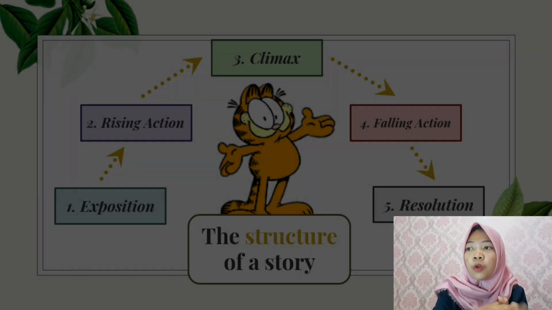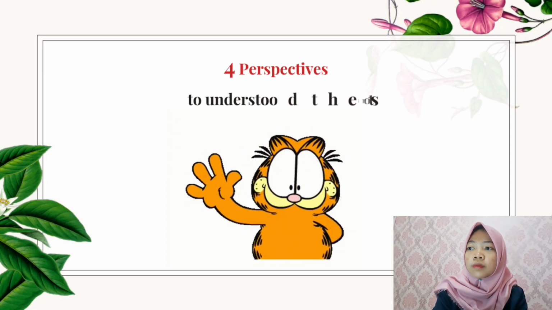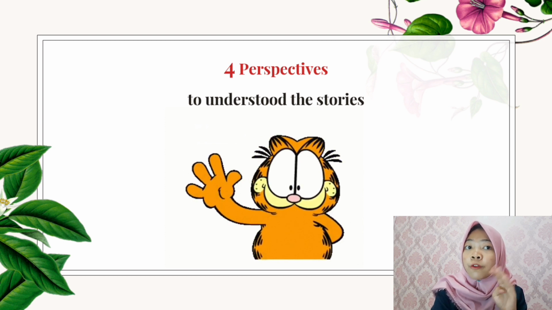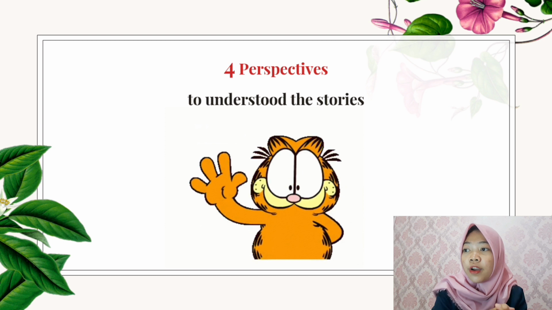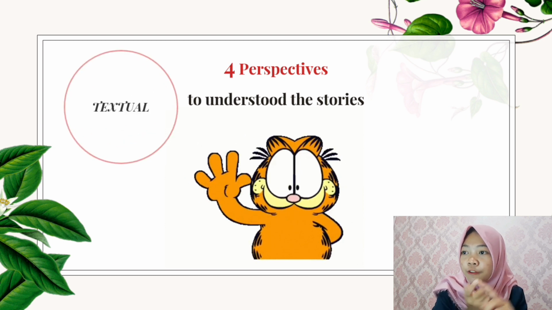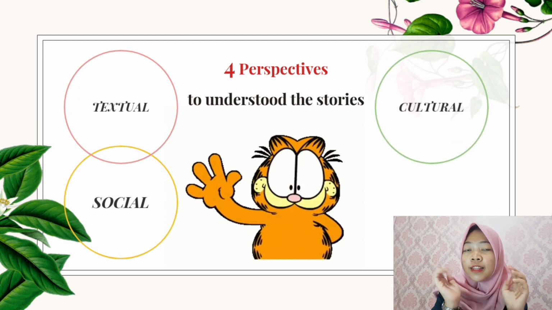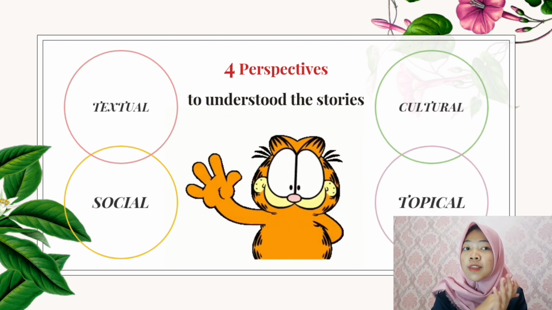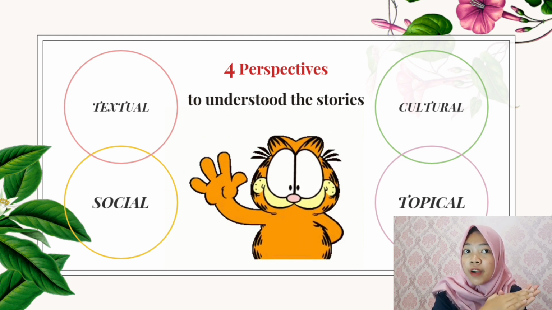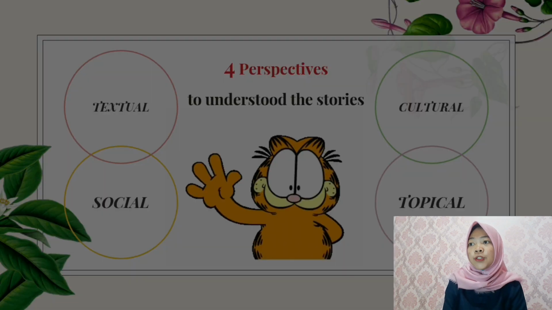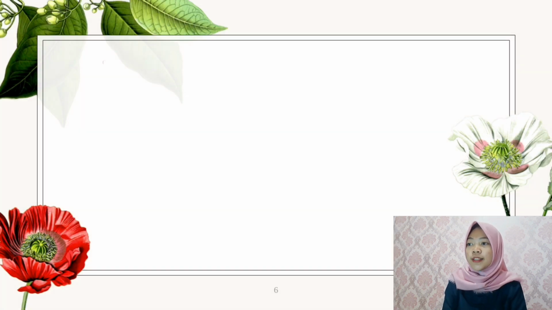Well guys, now stories can be understood from four perspectives. They are textual perspective, social perspective, cultural perspective, and lastly topical perspective, which are going to be explained by my other friends later on. Okay, now let's move on to the next slide. It's about the characteristics of well-told stories.